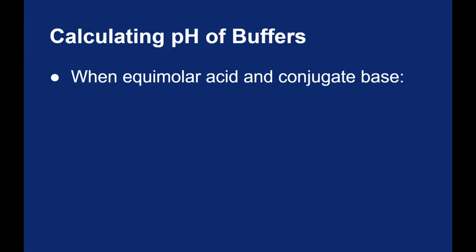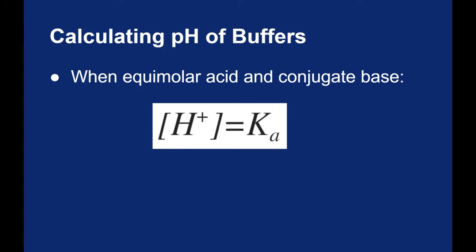We did an example already where they were an equal molar acid and conjugate base. That was the acetic acid and the sodium acetate, and they both started out as one molar. When they're equal molar, we saw that the concentration of the hydrogen ion equals the Ka value. So if you want to find the pH, you take the negative log of the H plus and the negative log of the Ka value, so the pH will simply equal the pKa value.